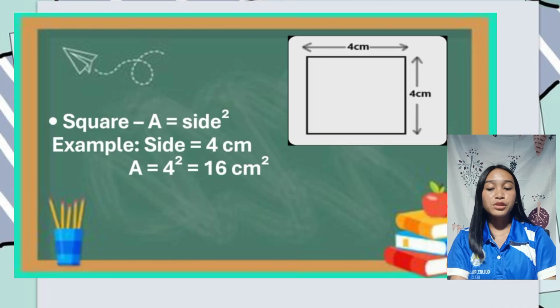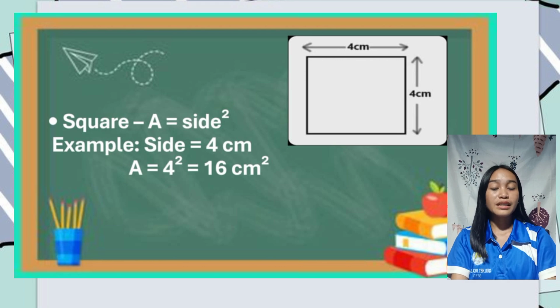And lastly, we have the square. So the formula of a square is area is equal to side squared. So if you have a side which is 4 centimeters, then area is equal to 4 squared. The answer is 16 centimeters squared.